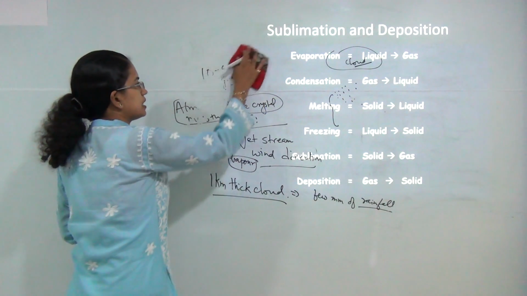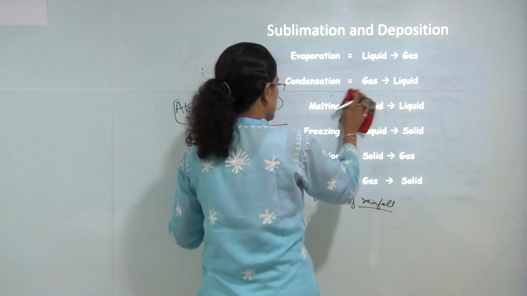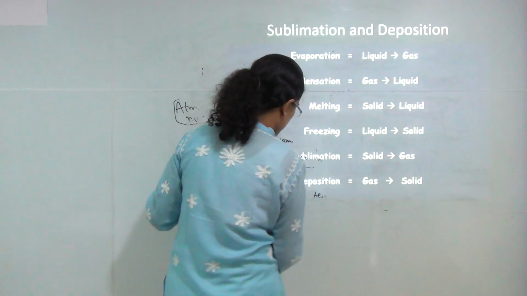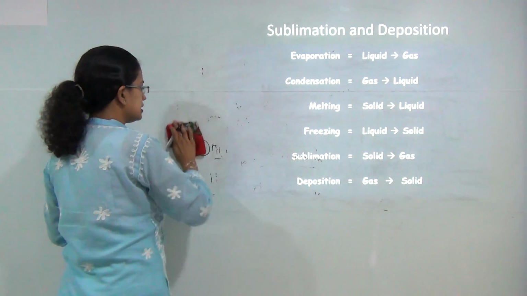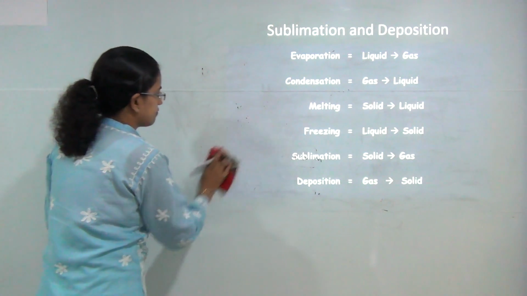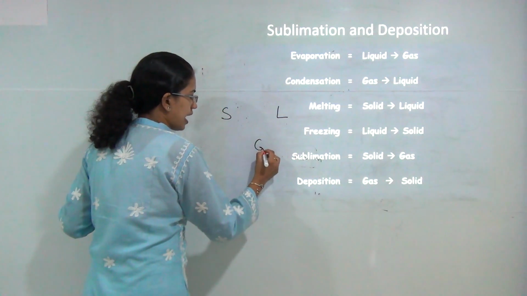Now the third stage is sublimation and deposition. When we talk about the three states of matter, we generally talk about solid, liquid and gas as the three states of matter. So if I have a diagram here, I can say this is solid, liquid and gas.